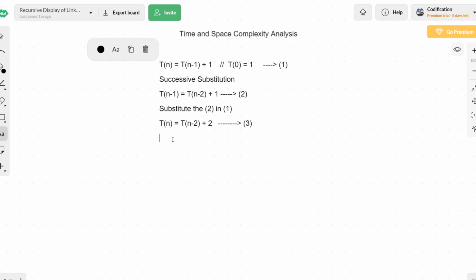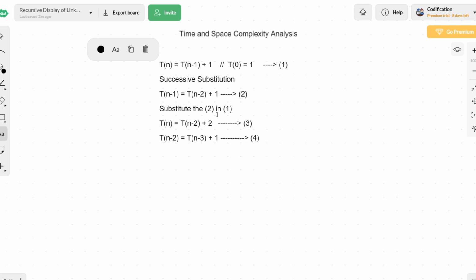Now it is time for us to find the value of t of n minus 2. In equation 1, instead of n, substitute n minus 2, and you will get the answer. So t of n minus 2 will be t of n minus 3, then again plus 1. Let this equation be equation number 4.